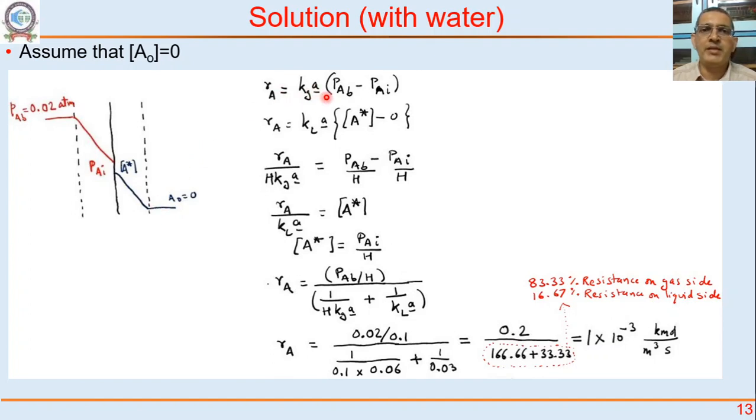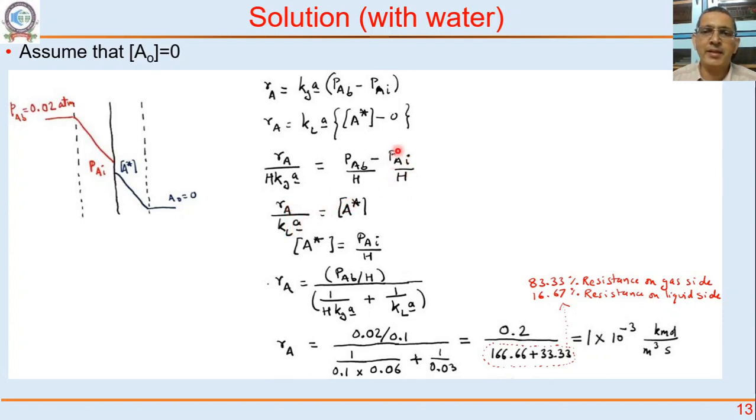So Ra would be kGa times (PAB minus PAi), and Ra would be kLa into A star. I don't know the interface pressure, therefore I don't know the interface solubility. We can multiply by H, or divide the first expression by H if you like. So Ra by H kGa would be PAB by H minus PAi by H, and Ra would be kLa and A star.